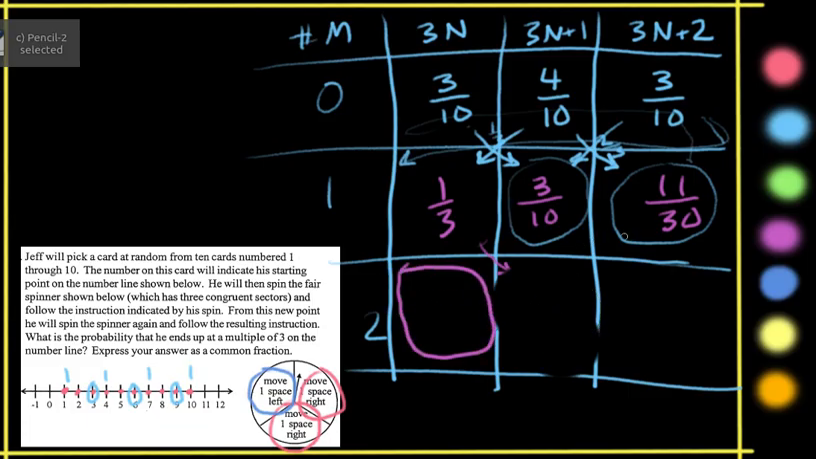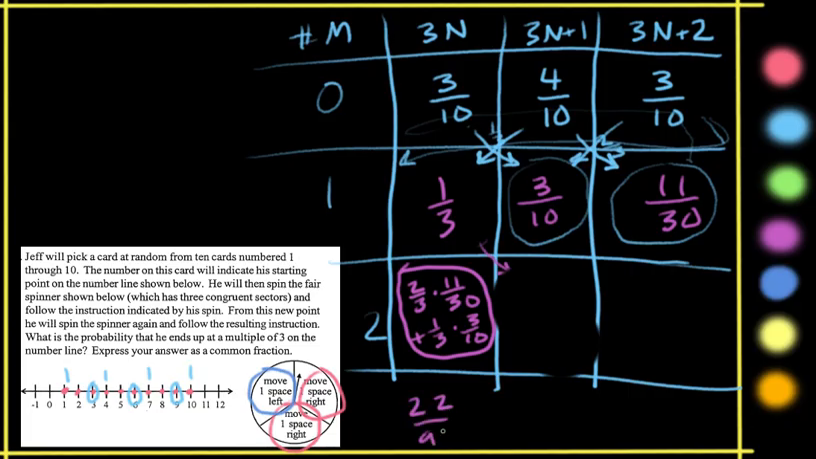So we just need to do 2/3 of 11/30ths plus 1/3 of 3/10. So let's see, this is going to be 22 90ths plus this one's going to be 9 90ths. So that is going to equal 31 over 90. 31 over 90. That's our final answer there.